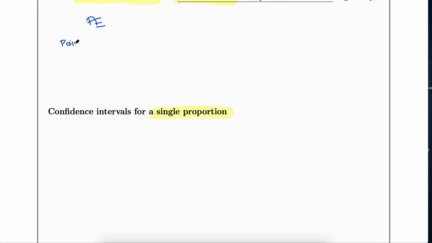And this is just kind of our starting point. The idea was to estimate the population parameter with a single statistic. So I'm going to say our point estimate estimates the parameter with a single statistic.